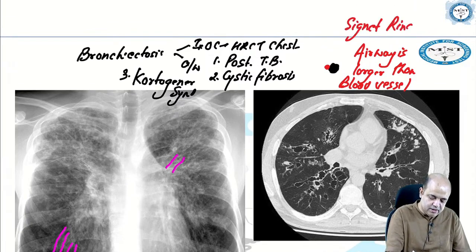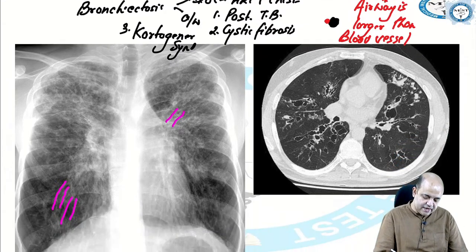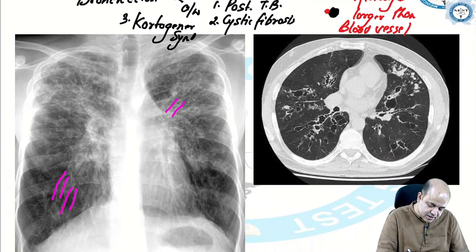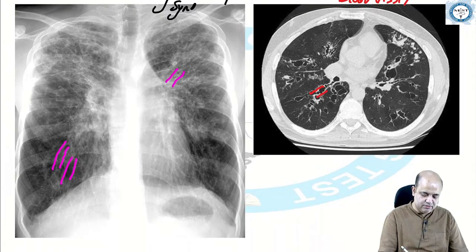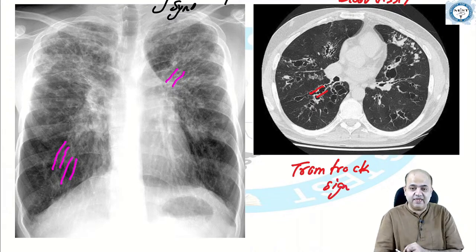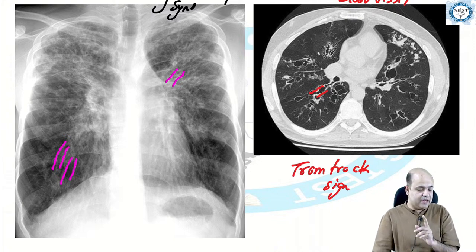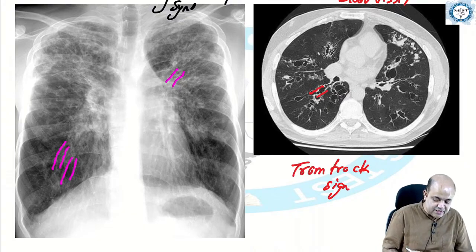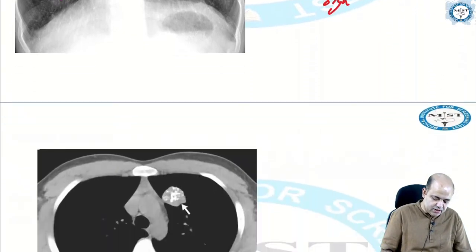Another sign that we get is the tram track appearance. The tram track sign and the signet ring sign are features of bronchiectasis in the chest. Tram track sign in the spine is indicative of ankylosing spondylitis.